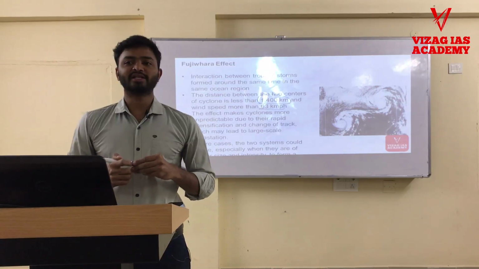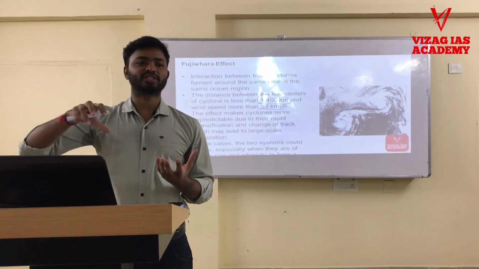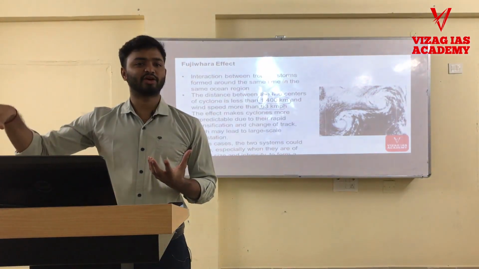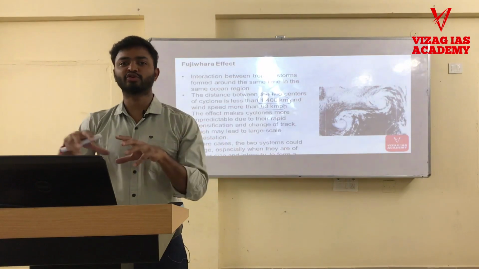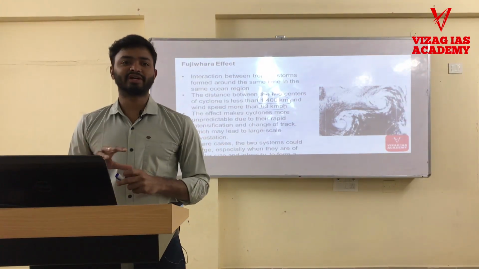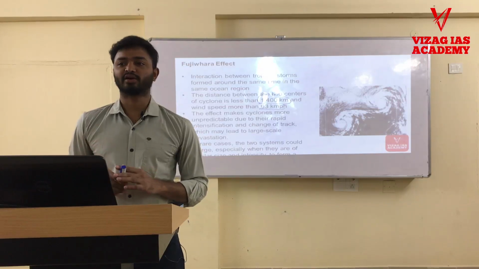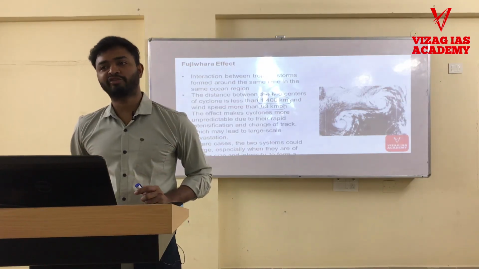What may happen is, either one cyclone completely absorbs the moisture from the other cyclone and the other cyclone collapses, or the two cyclones fuse together and form a larger cyclone. So these kinds of interactions between two tropical cyclones which are approaching each other are called the Fujiwara effect.